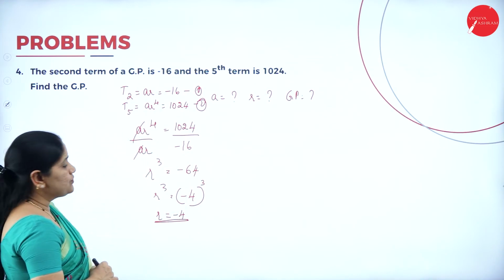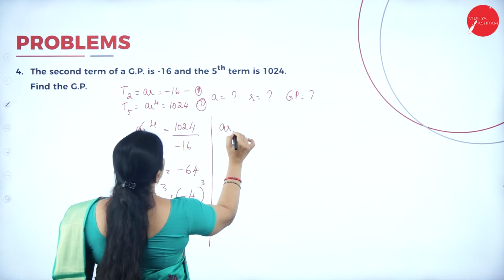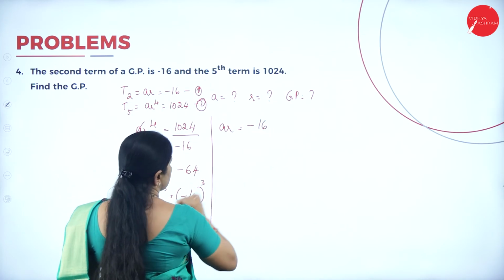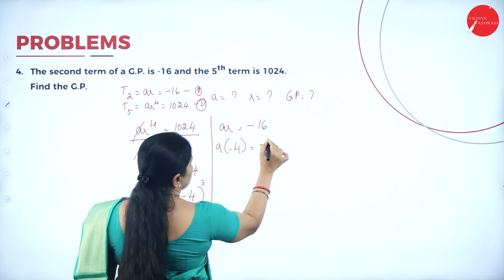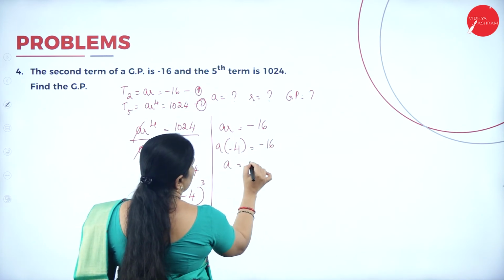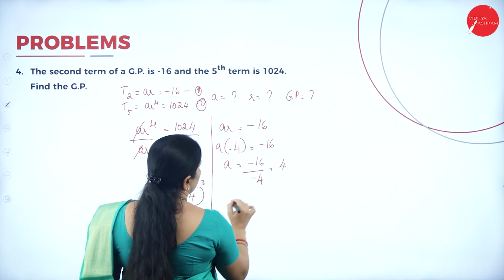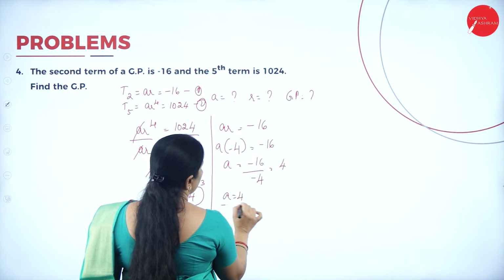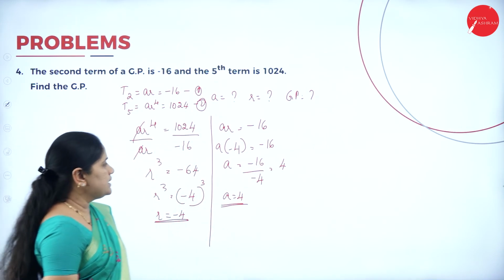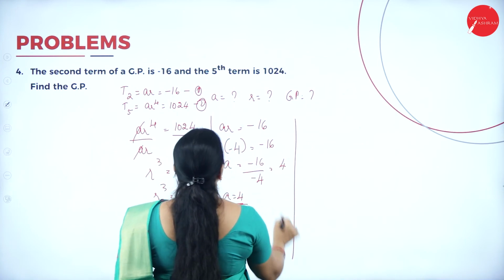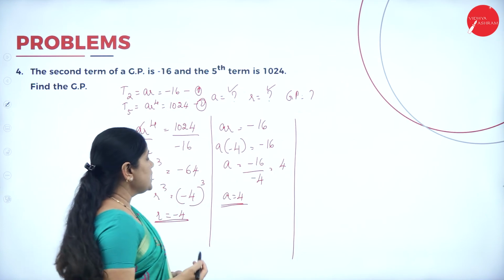Now we have to find A. So I will just write A into R equals minus 16. Then A into minus 4 equals minus 16. A will be equal to minus 16 by minus 4. A equals 4 is the answer. So A equals 4, R equals minus 4. So we know what is A, what is R. Now we have to find out what is the GP.